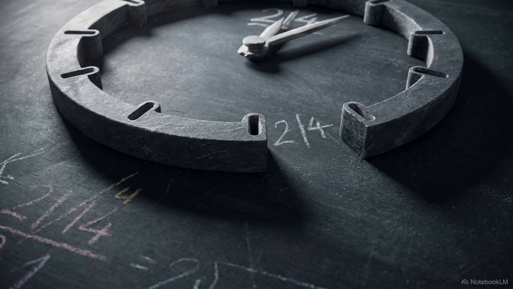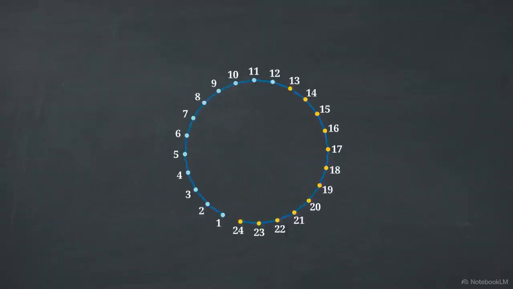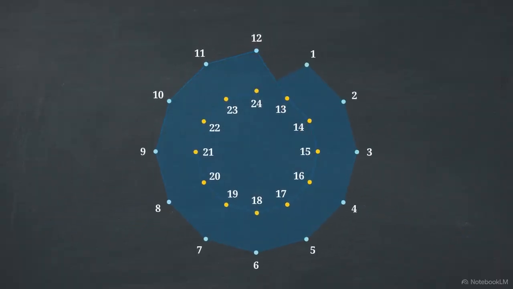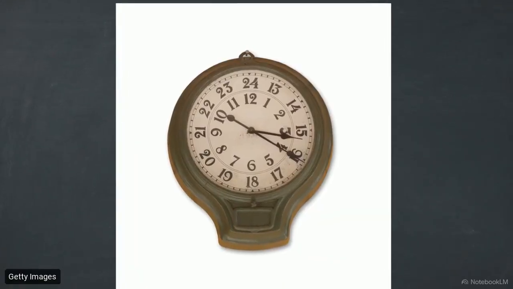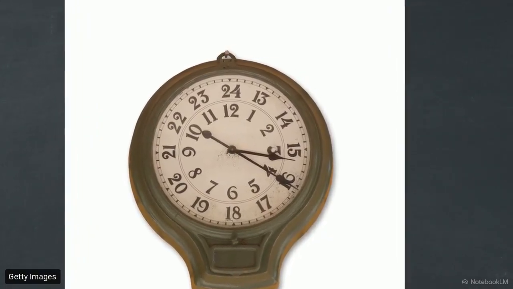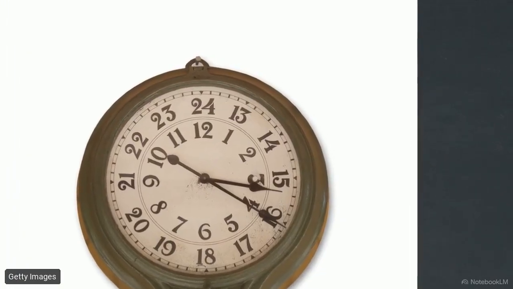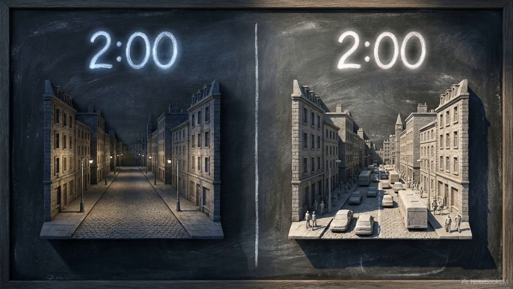We use the logic of equivalence classes every time we check a clock. A standard clock acts as a physical equivalence relation, partitioning the 24 hours of a day into 12 pairs of identical states. On a 12-hour cycle, 2 a.m. and 1400 hours belong to the identical equivalence class. The hardware treats them as functionally the same. We rely on these mathematical partitions daily, using external context to distinguish between members of the same class.